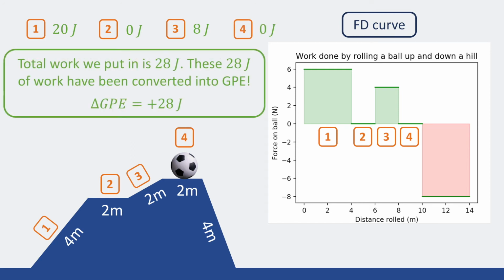So the total work that we have done to get the ball up here is 28 joules, the sum of all the parts. And these 28 joules of work that we put into the ball have now been converted into gravitational potential energy. So the change in gravitational potential energy from the beginning to now is 28 joules.